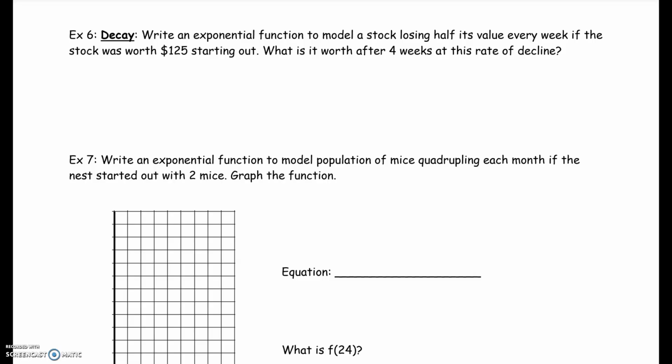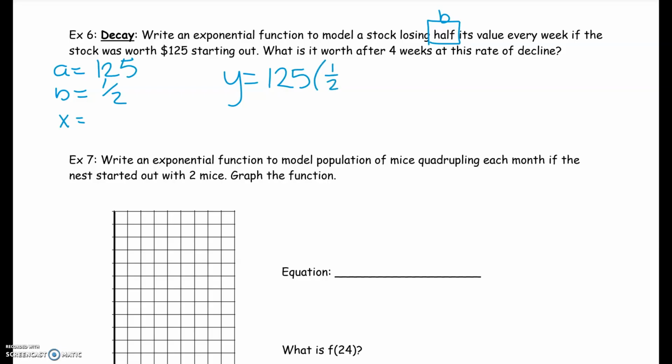So we're going to write the equation and then we're actually going to solve for a piece. So let's talk about the values we need. We need to know what A is, we need to know what B is, and then eventually we're going to plug something in for X. So A is our starting value, 125. B is the rate, and here it's a decay. Well, how much is it decreasing? By half every single time. So those two values will help us get our equation. Y equals 125 times 1/2 to the x power.